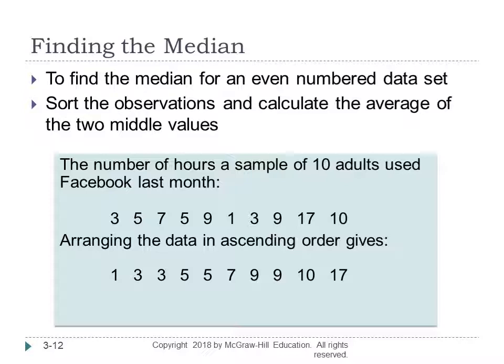Now with 10 data values, the first middle value will be 10 divided by 2, so it's value number 5, and the next one, the sixth value, will be the next number in the middle. So the two numbers in the middle are the fifth and sixth values. Take 5 plus 7, that's 12, divide by 2, and that will give you the middle value. In this case, the median will be 6.